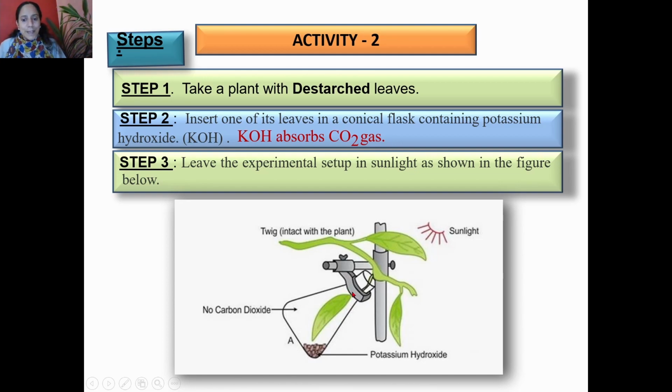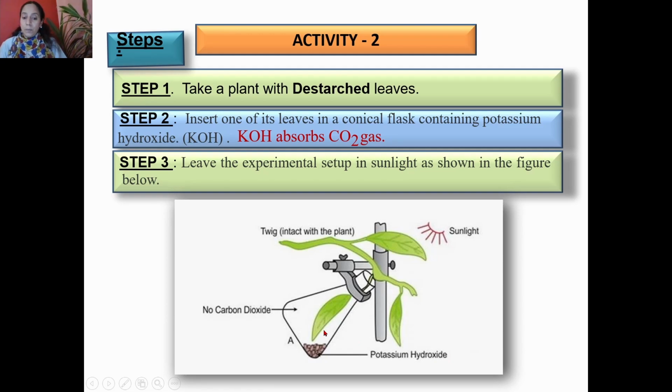So now, interestingly, you must have noticed potassium hydroxide crystals. They are kept at the bottom of this conical flask, and then this lid is tightly closed with the help of a cork. So this experimental setup means our potted plant, in which one leaf is inserted inside the conical flask, and this conical flask is containing potassium hydroxide crystals. This is our experimental setup.